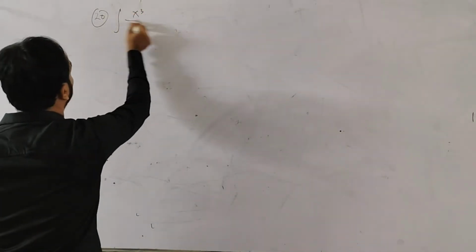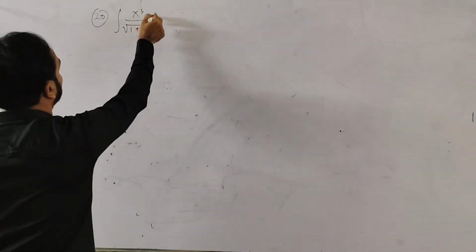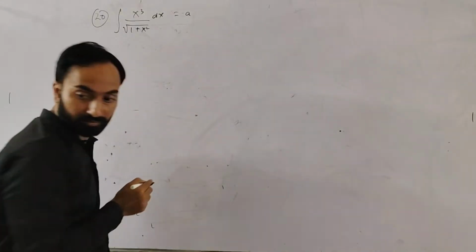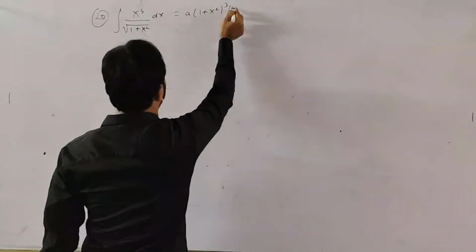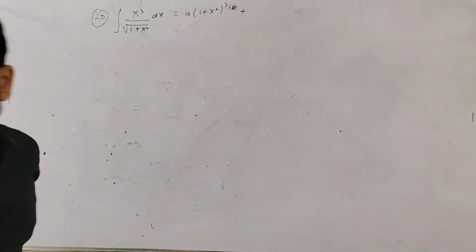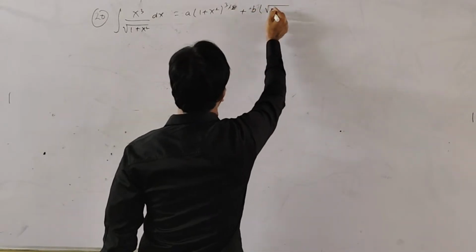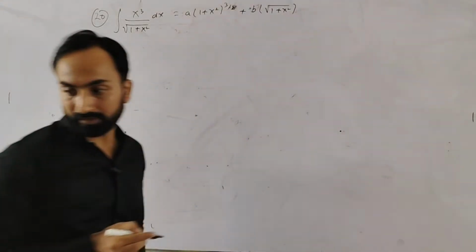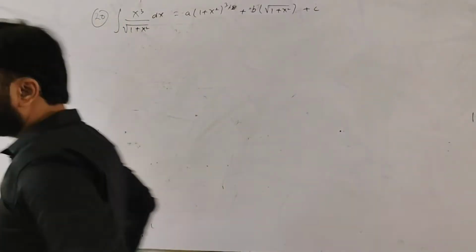Problem number 20 is: the integral of x cube by square root of 1 plus x square dx is equal to a times (1 plus x square) to the power 3 by 2 plus b times square root of 1 plus x square plus c. In this case, we have to find basically the values of a and b.